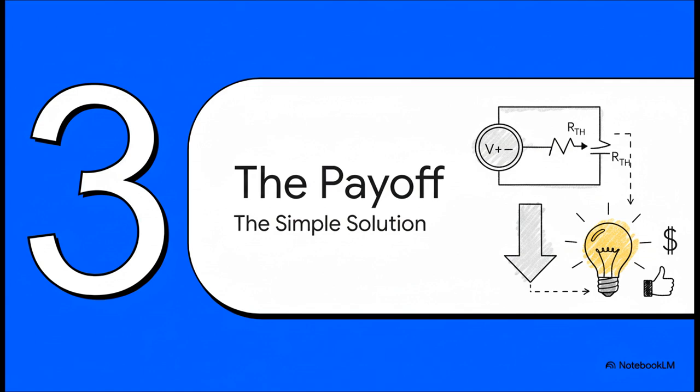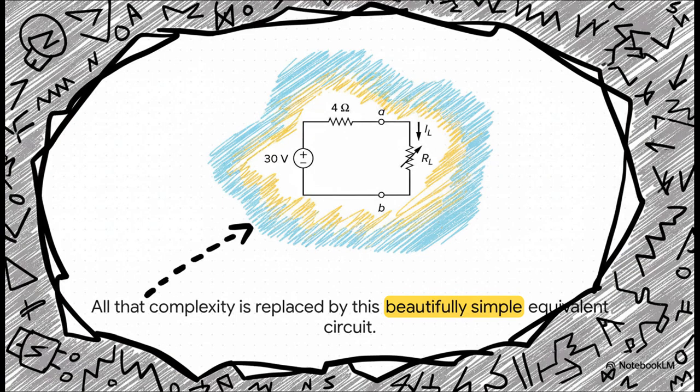And now comes the best part, the payoff. Let's put this all together and see our beautiful, simple solution in action. And here it is. Look at that. All of that crazy complexity from our original circuit is just gone, replaced by this wonderfully simple equivalent circuit, a 30-volt source in series with a 4-ohm resistor. And the amazing thing is, this little circuit will behave exactly like the original, big, complicated one, at least as far as our load resistor is concerned.